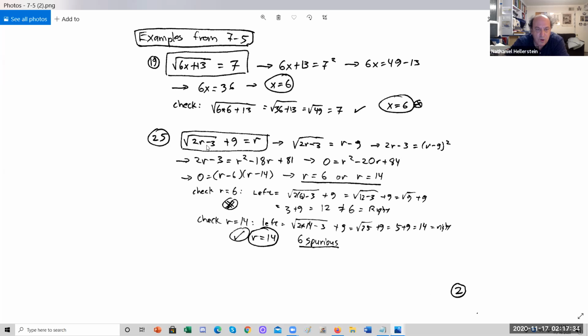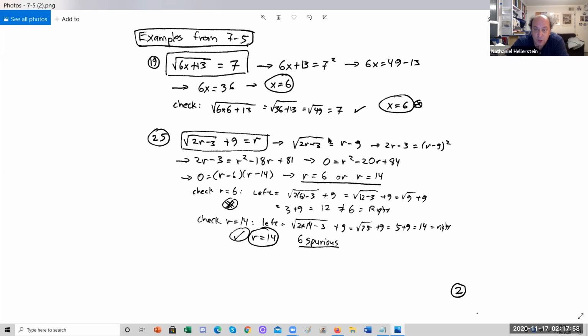Now here we have square root of 2r minus 3, that plus 9 equals r. Now it won't work to square both sides here because you get a cross term, 2 times 9 times a root. So it wouldn't get rid of any square root signs. What we do is we first subtract 9 from both sides, and that way isolate the square root. So now root of 2r minus 3 equals r minus 9.